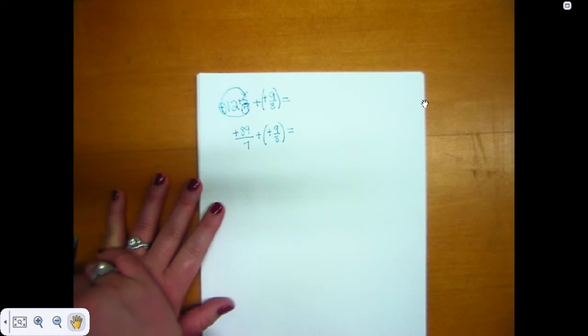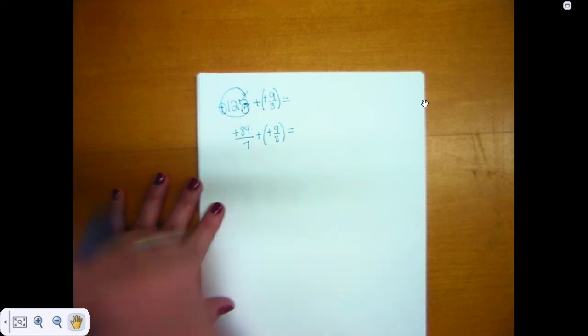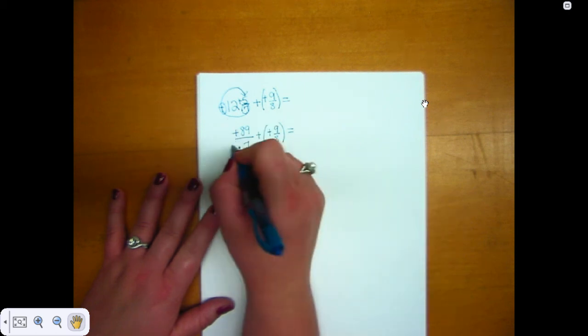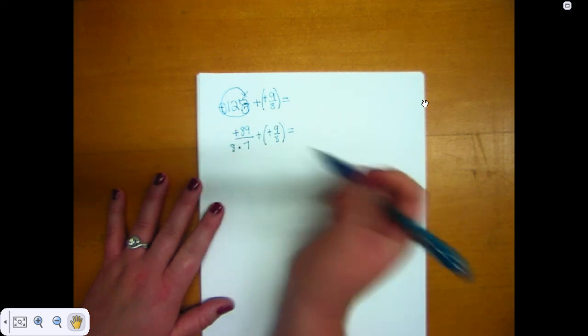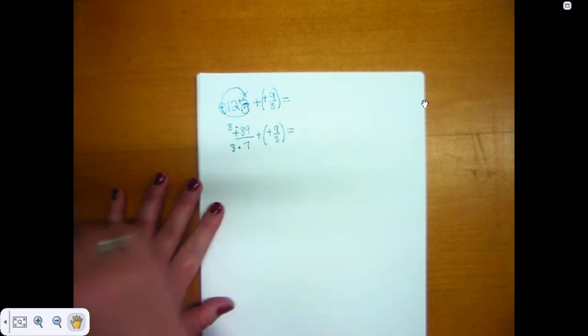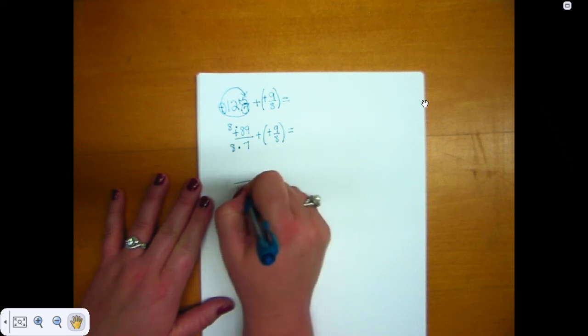Now I'm going to follow my checklist. Are my denominators the same? They are not. So I'm going to use the common denominator of 56. And I got that by 7 times 8 is 56. So how do I get from 7 to 56? I say 7 times 8. And if I do the bottom times 8, I have to multiply the top times 8 also. 8 times 7 is 56.